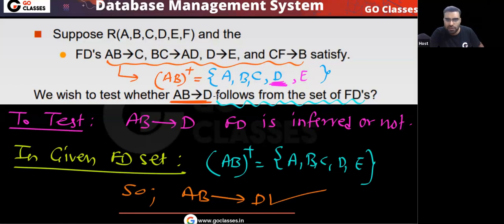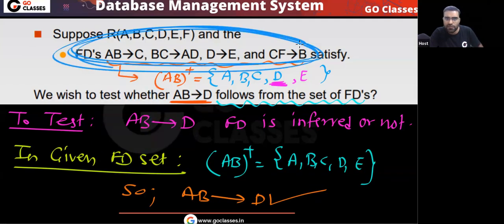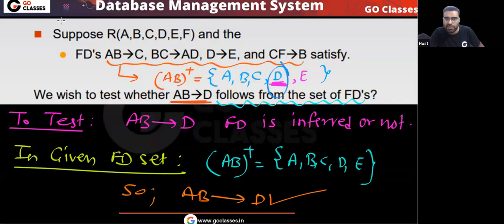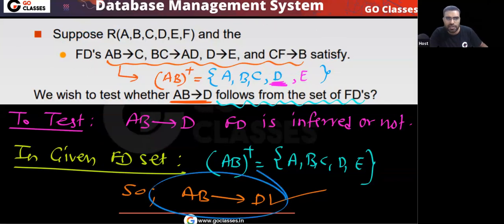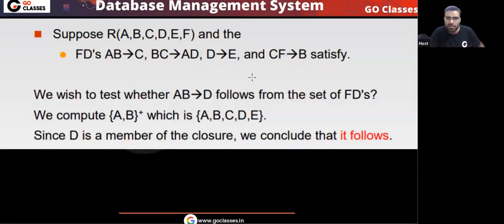We want to test whether you can derive this FD or not. So I will check what the AB closure is. Does this AB closure contain D? I will find AB closure here, and yes, that contains D. So I can say that AB derives D. Yes or no? So that's it. Is this clear? Very simple. All you have to do is find the AB closure, and then you can see that AB can determine D.